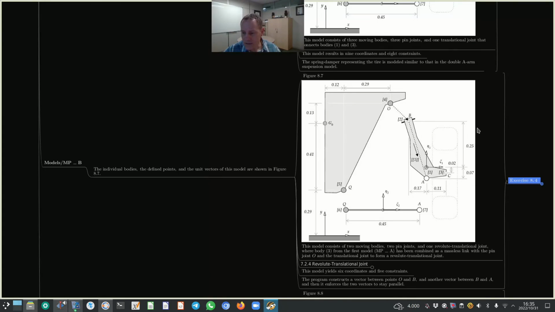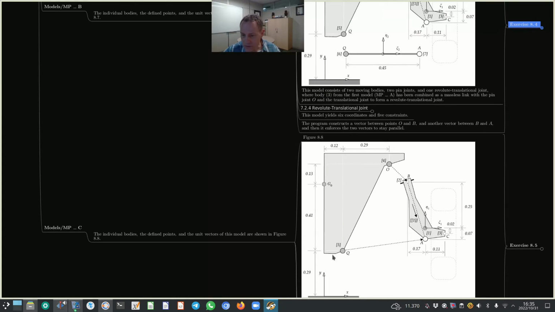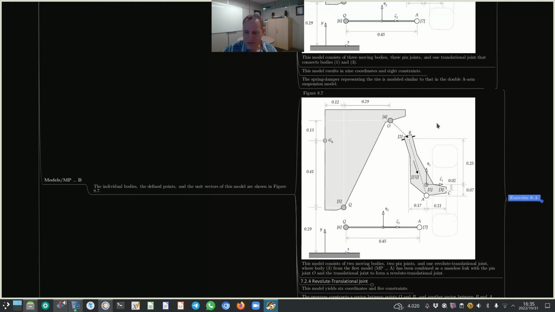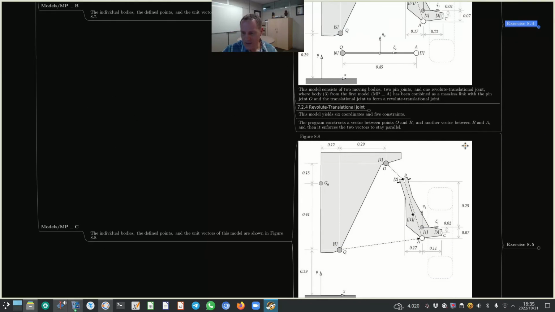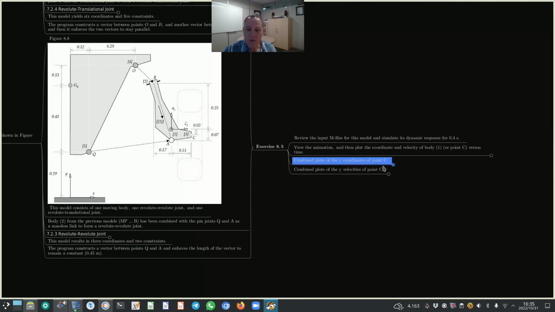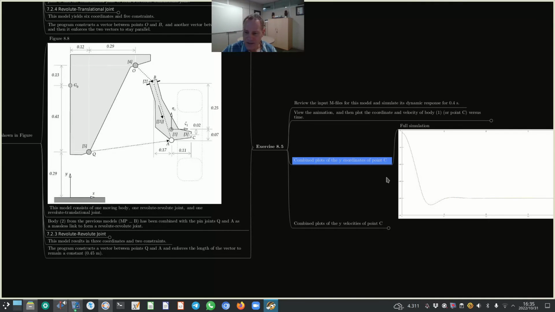However, for exercise 8.5, we are now also replacing this body 2 with a revolute joint, and body 2 has a weight of 2 kilograms, which is a bigger percentage, roughly 10% of the multi-body system. So we're expecting there a slightly bigger variance in the results. And the good news is that is exactly what we see. So I've done, if I can just go there quickly, I have combined the plots of the y coordinates of point C. Okay, and this is what you see.